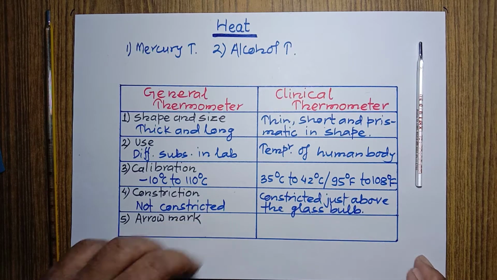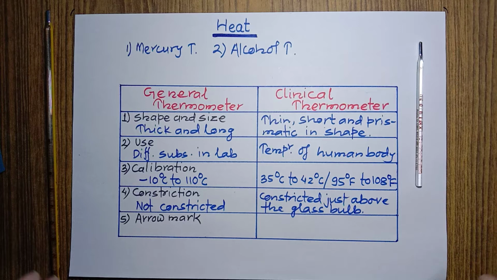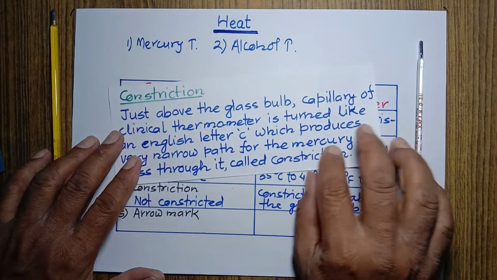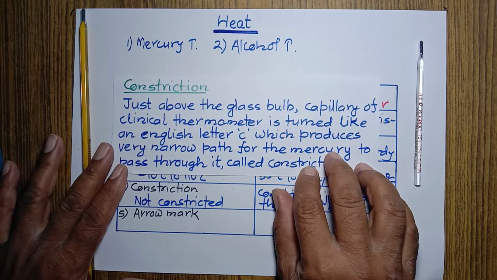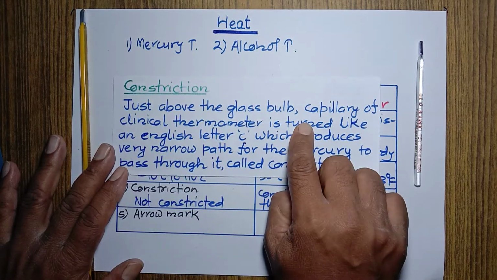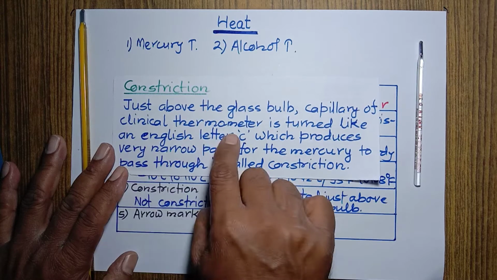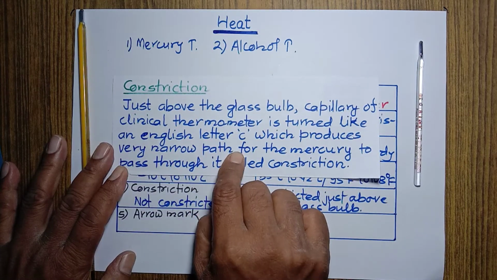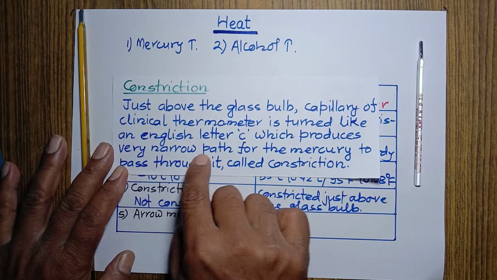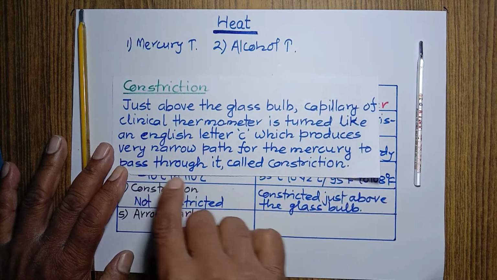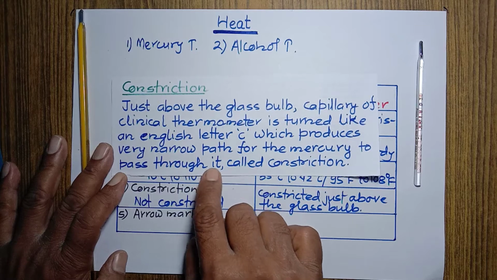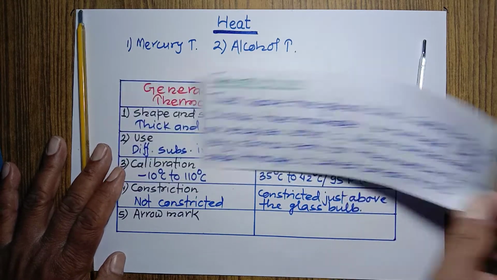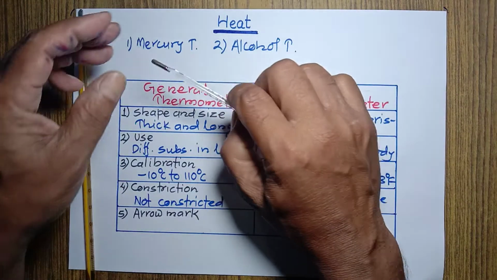Okay, sometimes a question may be like this also. What is constriction? Then you can write this way. What is constriction in this clinical thermometer? Just above the glass ball, the capillary of the clinical thermometer is torn like an English letter C, which produces a very narrow path for the mercury to pass through it. And it is called what? Constriction. This way constriction can be defined.